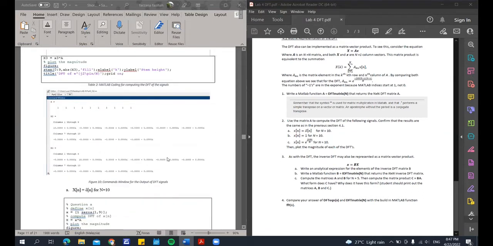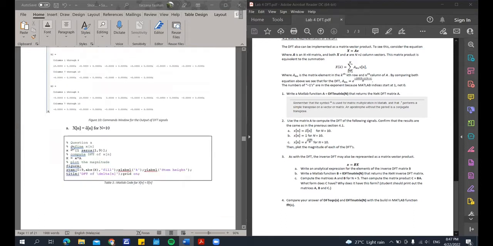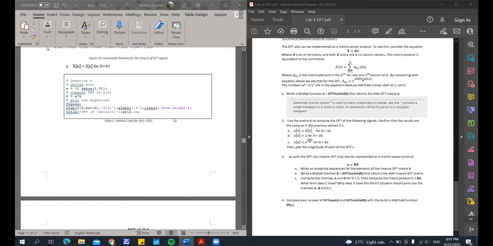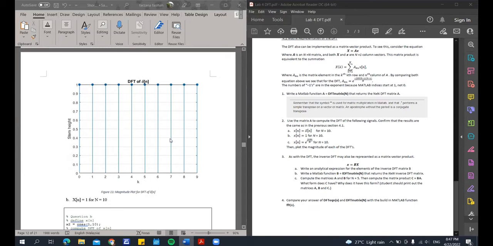Okay, so for the output of the FFT signal, here we will get after the simulation. This is where we separate the coding for each part. So this is for part A, for n equals 10. After we run the simulation, we got the graph here.